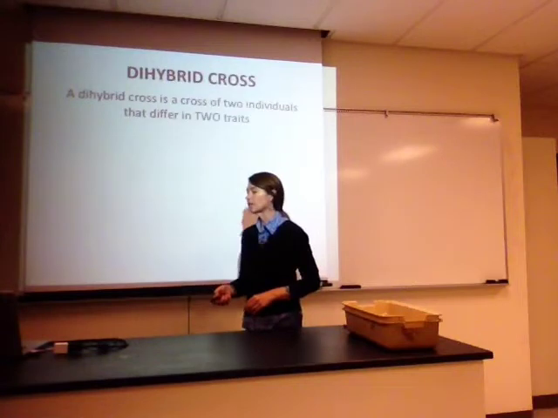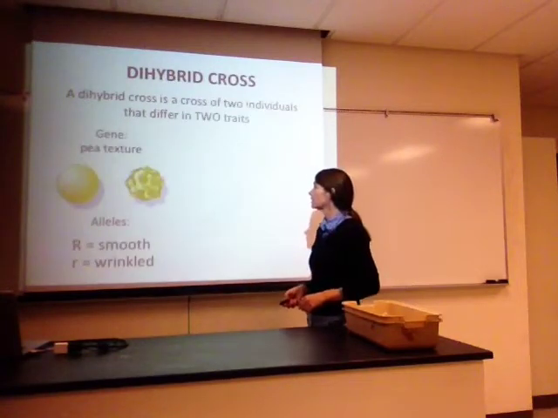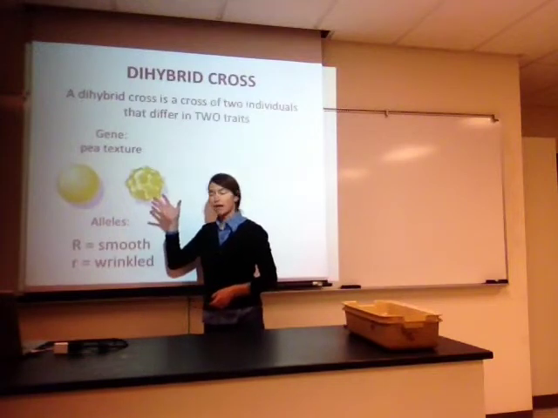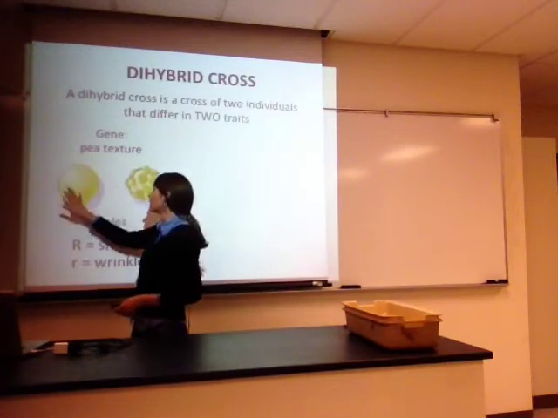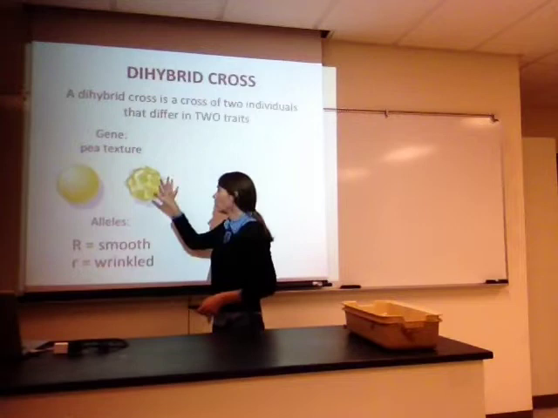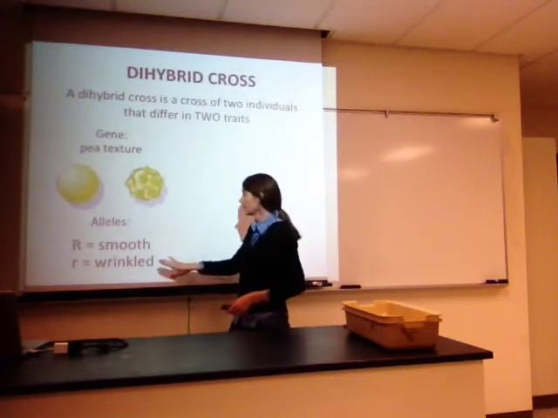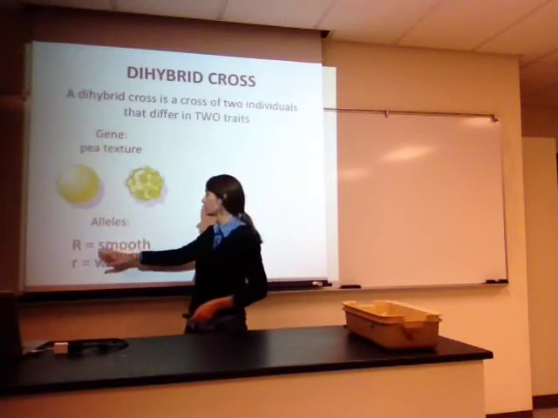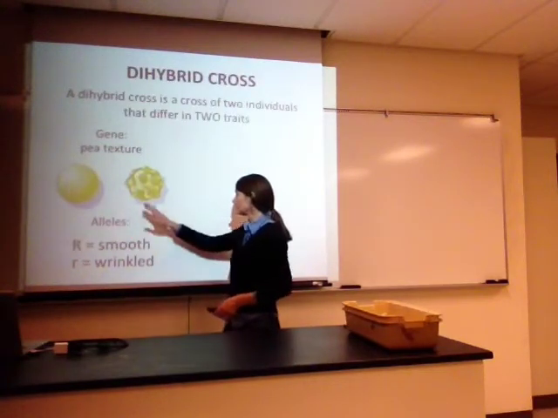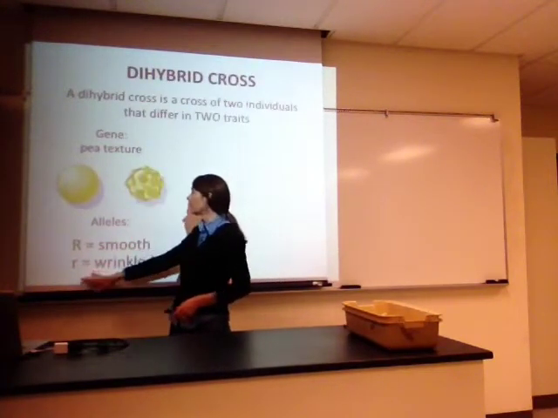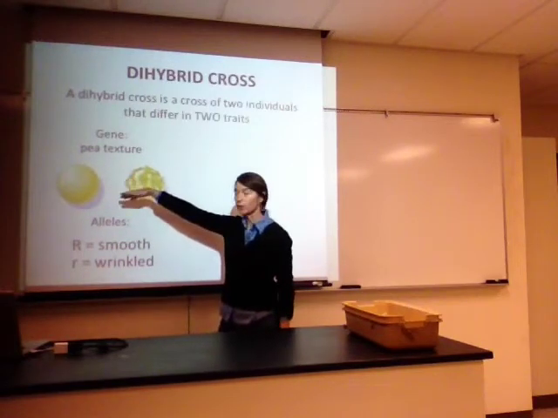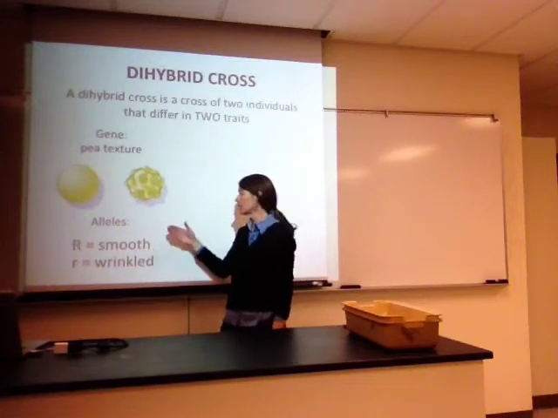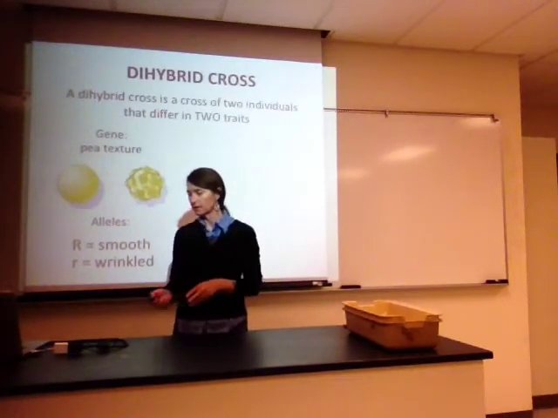The traits we're going to follow today in class are, first, the gene for pea texture. He noticed that he had either smooth or wrinkled peas, and that the smooth condition was dominant over the wrinkled condition. So he gives smooth a big R, and wrinkled a little r. We now refer to these as a gene for pea texture with two alleles, smooth and wrinkled.